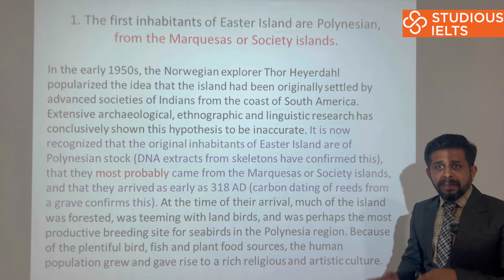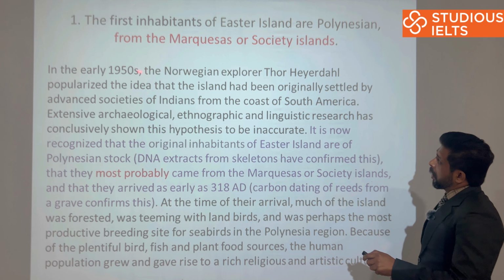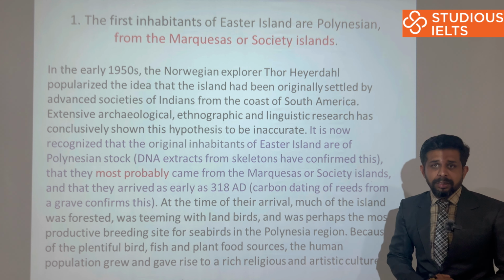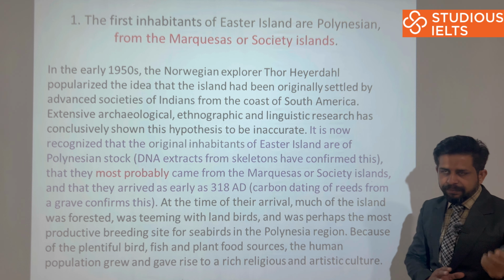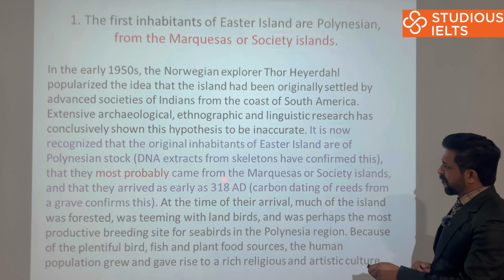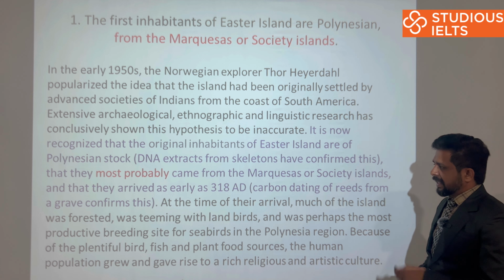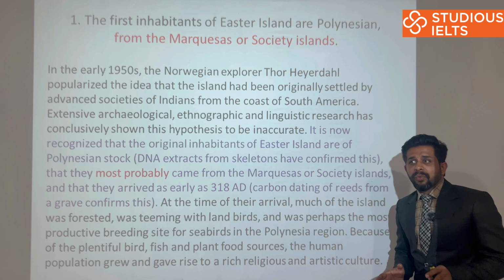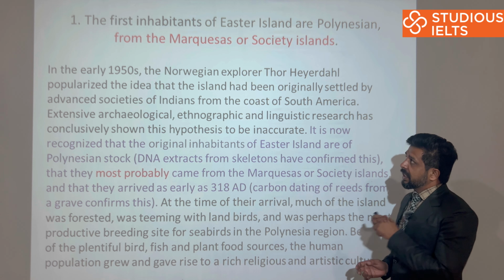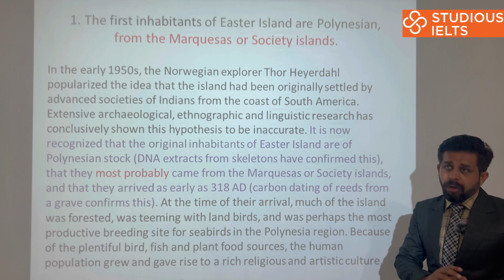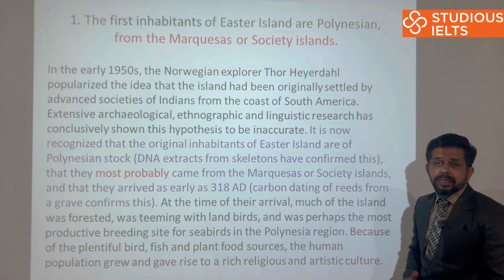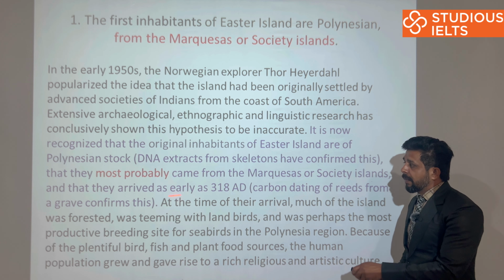Does the next information match? Let's find out that. It further says they were from the Marquesas or Society Island. Were they? Let's see. Okay, it says that they most probably came from the Marquesas or Society Islands. So this is how we will find the difference, because here they are making it sure that yes, they were from the Marquesas or Society Islands, but the information given in the passage is not sure about it. They are keeping it in the probability part.